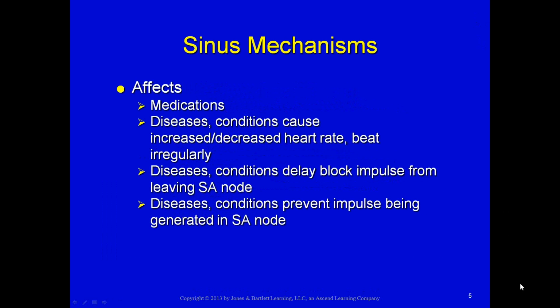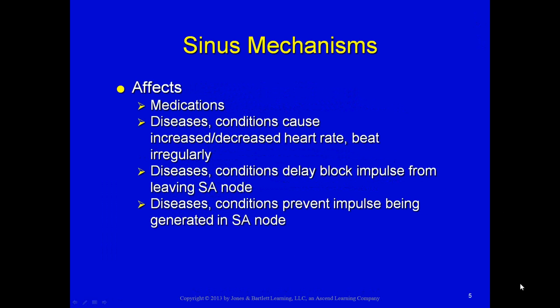Now, sinus rhythms are normally 60 to 100, but they can be slower, sinus bradycardia, or faster, sinus tachycardia. And certain things will affect your heart rate. Medications that you may take, particularly calcium channel blockers, beta blockers, digitalis, those sorts of things, are going to decrease your heart rate. Diseases or conditions will also cause an increase or a decrease in heart rate, or cause the heart to beat irregularly. That would be things like atrial fib, and premature beats, whether they be PACs, PJCs, or PVCs, can all cause your heart to beat irregularly.